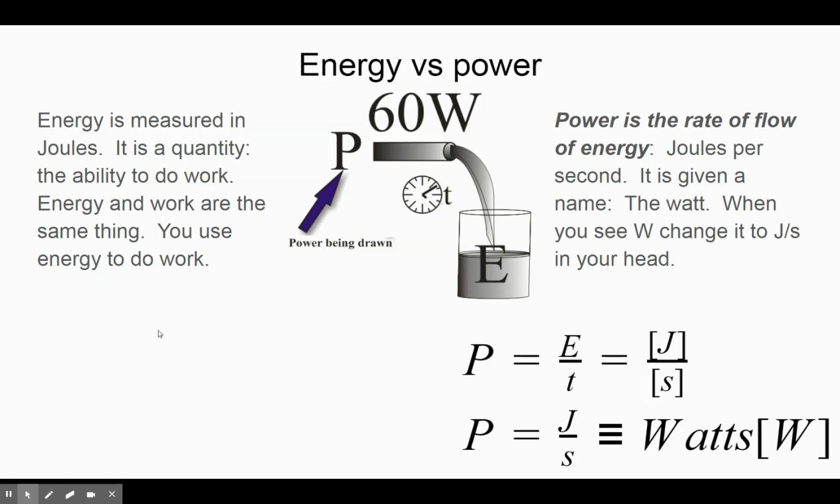But because it was given a nickname, the watt, it hides the fact that it is a rate, and people tend to think it is a quantity. 60 watts means 60 joules every second. Power is energy over time. Square brackets again mean we're looking at the units. Joules per second is identically equal to a watt.